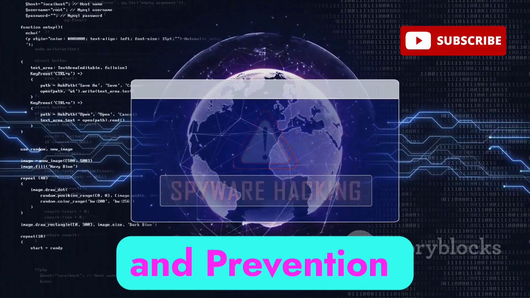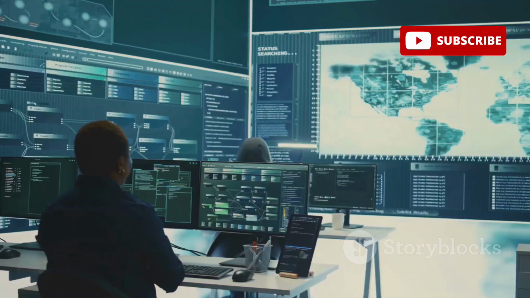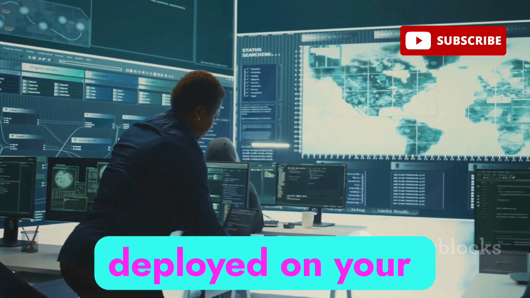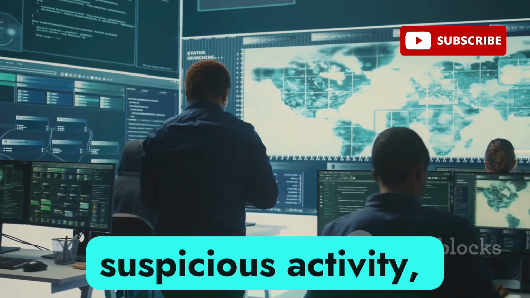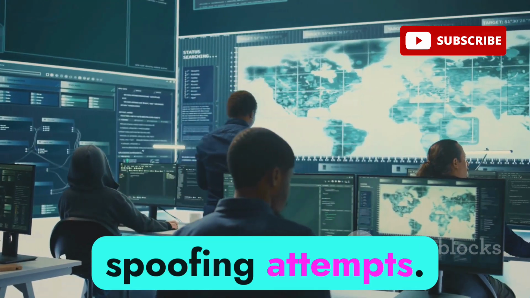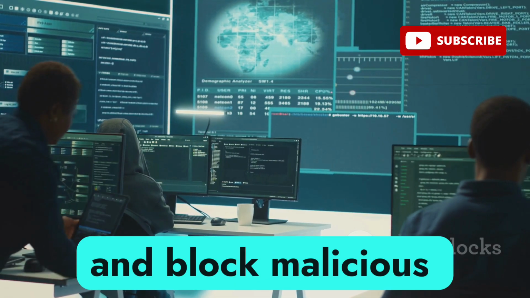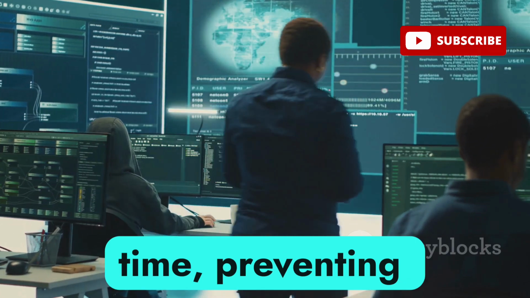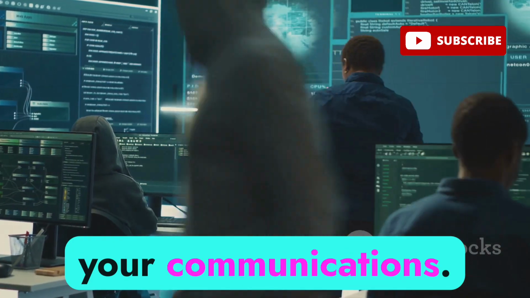Intrusion Detection and Prevention Systems, or IDPS. IDPS solutions can be deployed on your network to monitor for suspicious activity, including ARP spoofing attempts. These systems can detect and block malicious ARP packets in real time, preventing attackers from intercepting your communications.